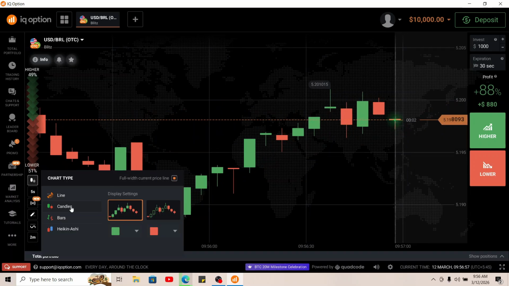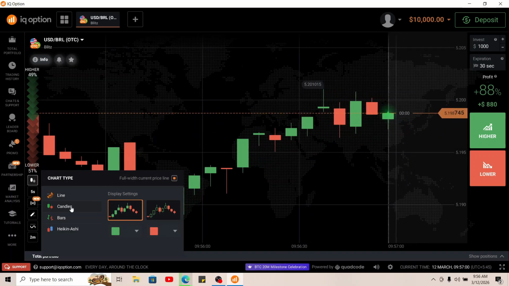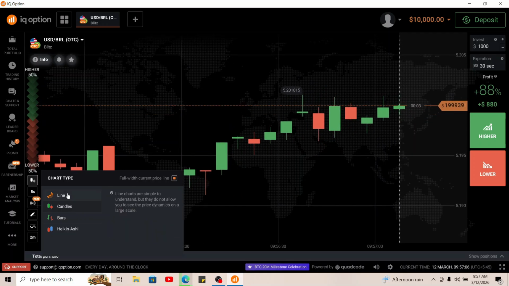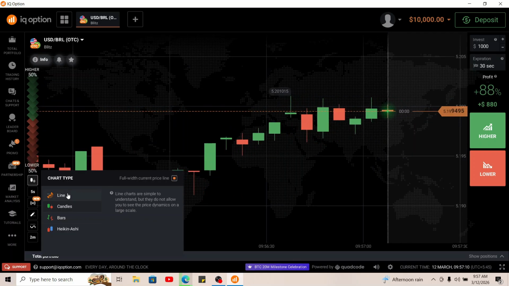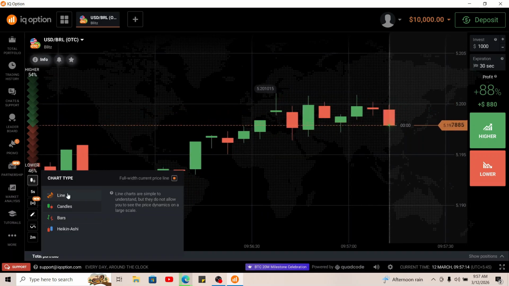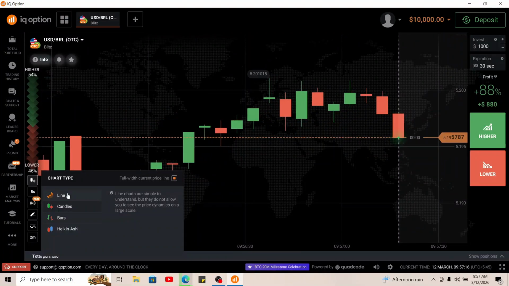Candlestick charts are the best for spotting patterns like doji or engulfing. Line charts are simpler but less detailed for trading decisions. So that's how you switch between charts or chart type in IQ Option.